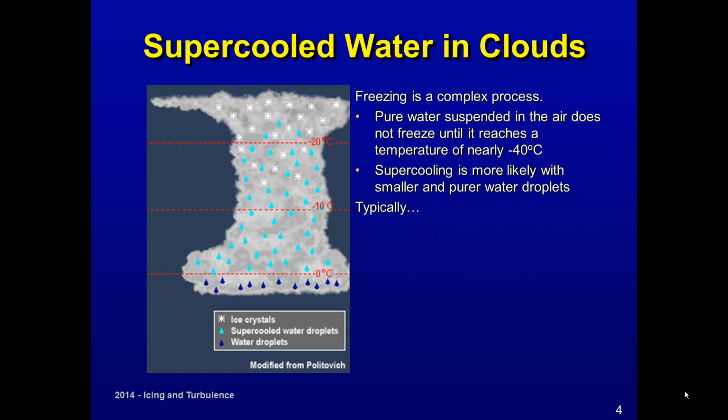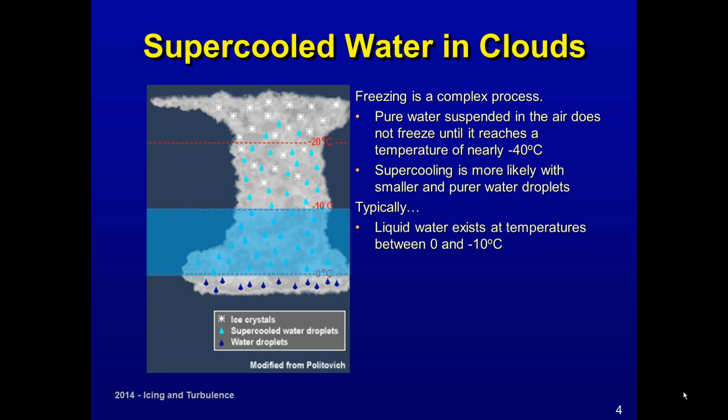So where do we find supercooled water? Freezing is a complex process. Pure water, that is, water that has no impurities whatsoever suspended in the air, does not freeze until it reaches a temperature of nearly minus 40 degrees Celsius. So supercooling is more likely with smaller and purer water droplets.